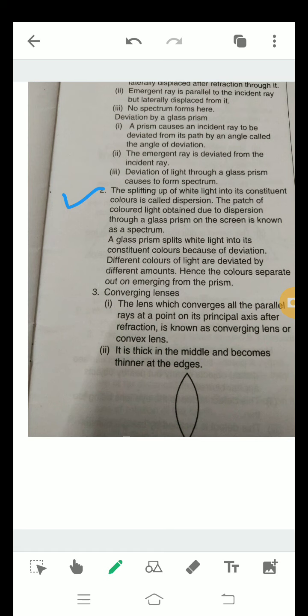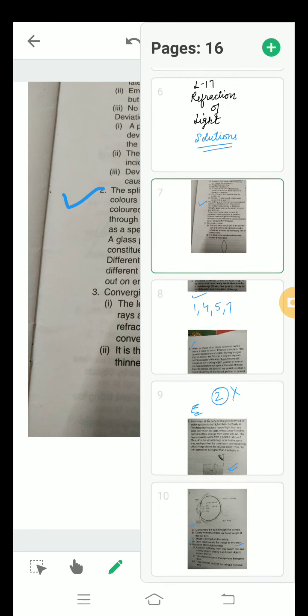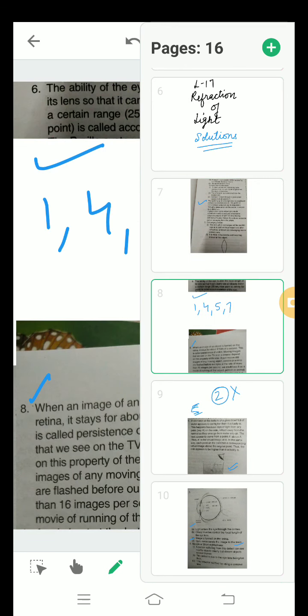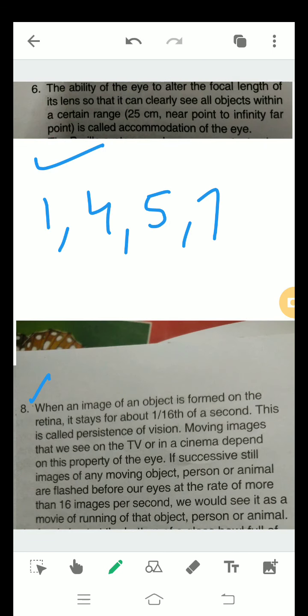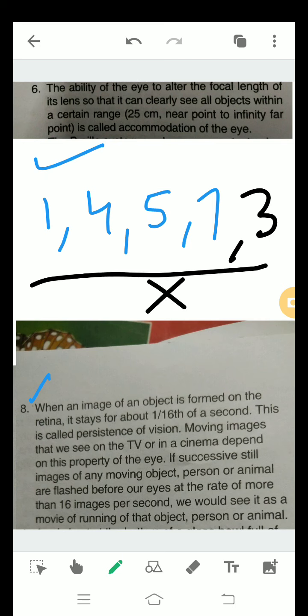Now again, question number 3 and 4. You don't have to do question number 3 and 4. Question number 5 also you don't have to do. So 1, 4, 5, 7, and include 3 also in this. You have to delete these questions. You don't have to do these questions.